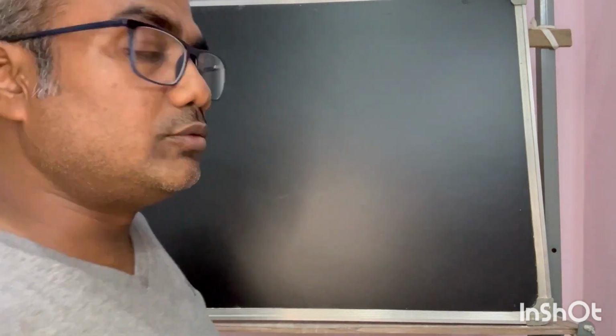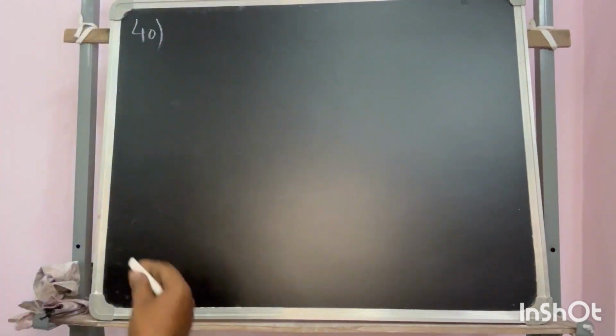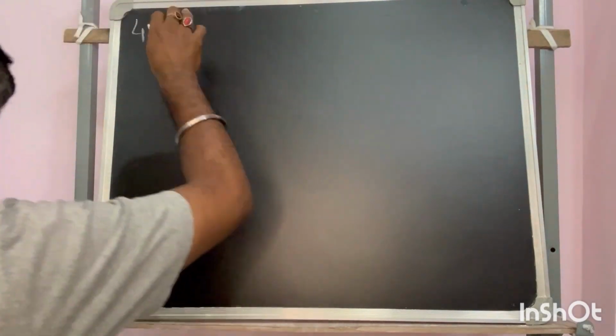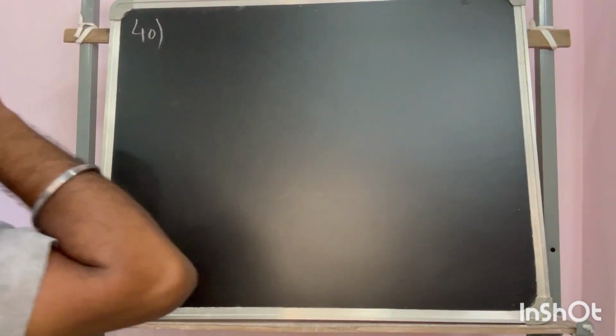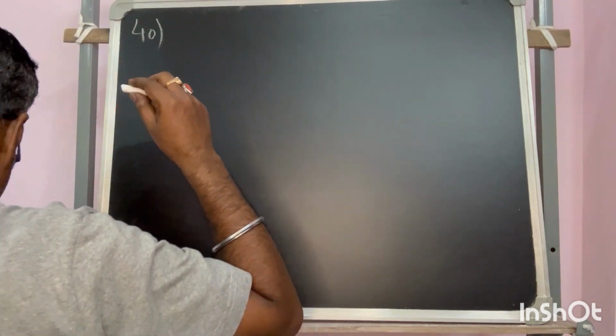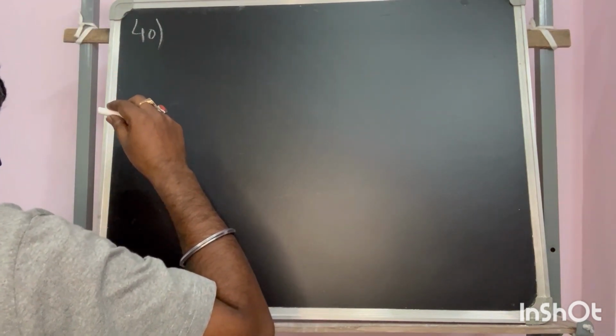So we are progressing on profit and loss, and there we have reached till 39. Now we move on to 40. That is written on the board itself. So 40 says a milkman purchases the milk.